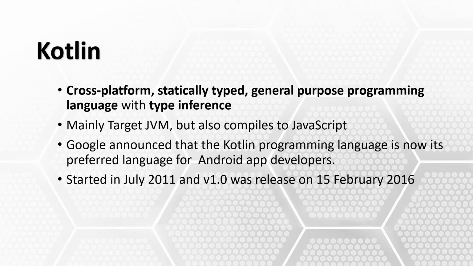After that, type inference refers to the automatic detection of the data type of an expression. Kotlin mainly targets the JVM, that means Java Virtual Machine, but it also compiles to JavaScript. That means you can write Kotlin code for running in the browser.